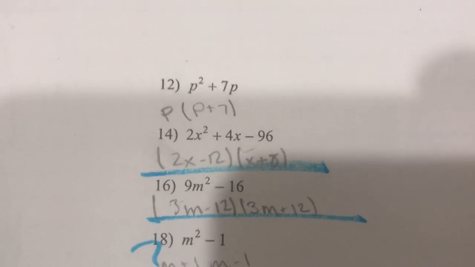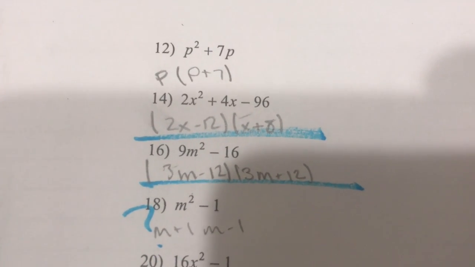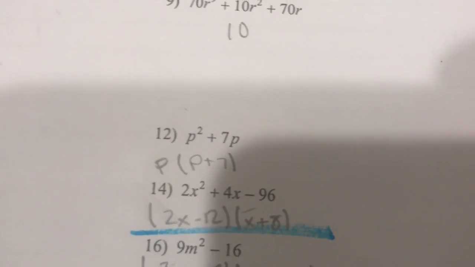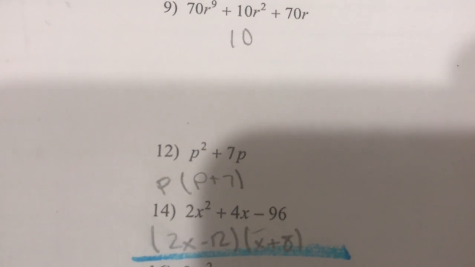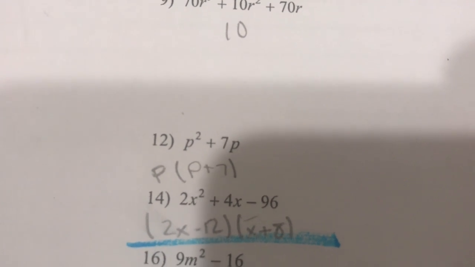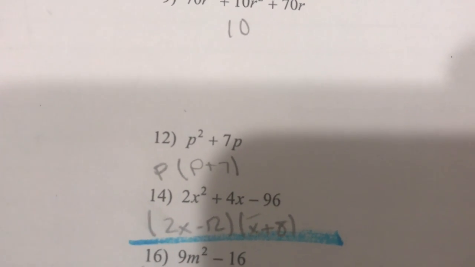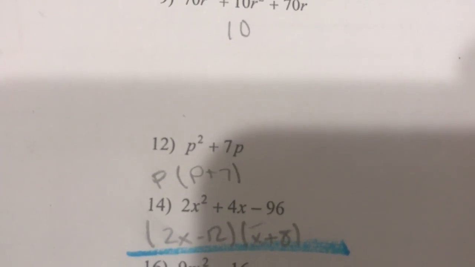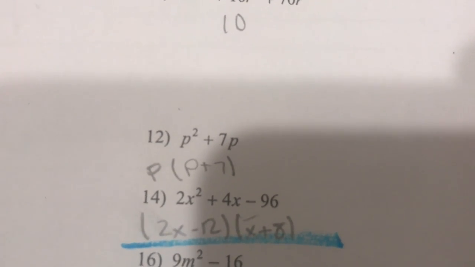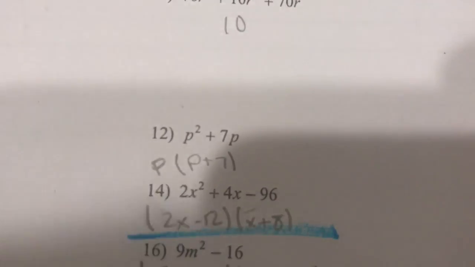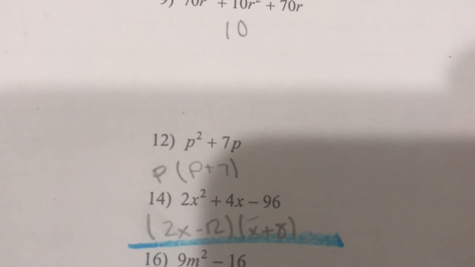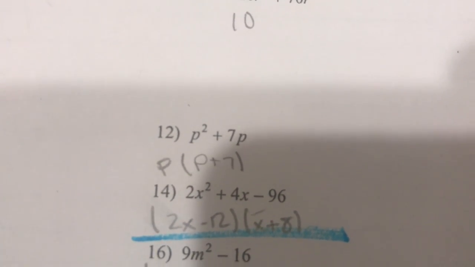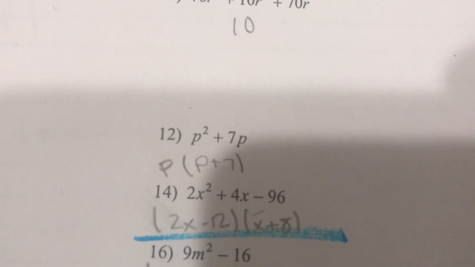Okay, and for the last part of the things that we should do differently, let's look at this one page and see a couple of issues. On number 14, this is factored, and it's correctly factored, but it's not factored completely. It's not factored completely because that 2x minus 12 still has a common factor. And if you take out the 2, then you'll end up with 2 times the quantity of x minus 6 times the quantity of x minus 8.